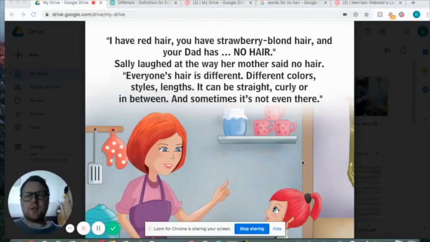Sally's mum describes differences in the book as follows. I have red hair, you have strawberry blonde hair, and your dad has no hair. Sally laughed at the way her mother said no hair. Everyone's hair is different. Different colours, styles, lengths. It can be straight, curly, or in between. Sometimes it's not even there.